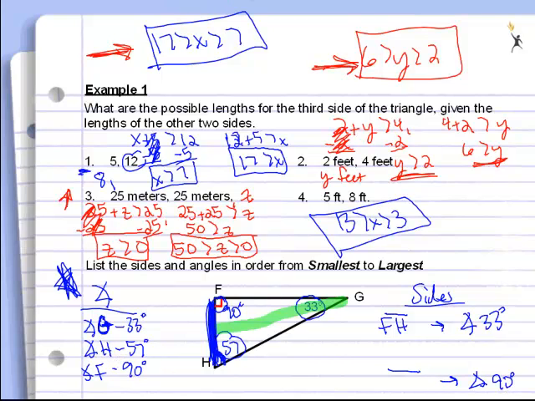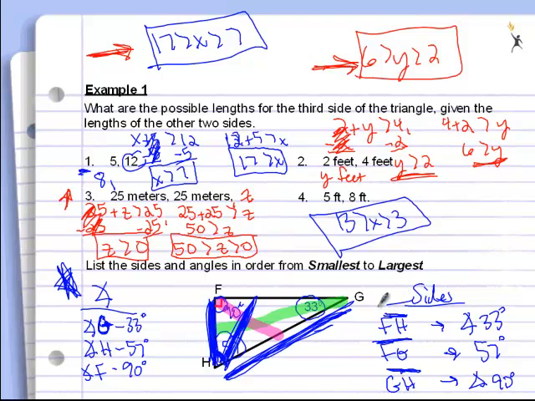Well, let's look at the side across from the largest angle. It's GH. That tells me that GH is the longest side. It's the longest side because it's across from the largest angle. I got my smallest angle across from the smallest side, my largest angle across from my largest side, and now I can just say that my middle one, or the third one, is across from the middle side, which is just FG. I just listed the sides from smallest to largest, and I didn't know anything about the sides, but I did know the angles.